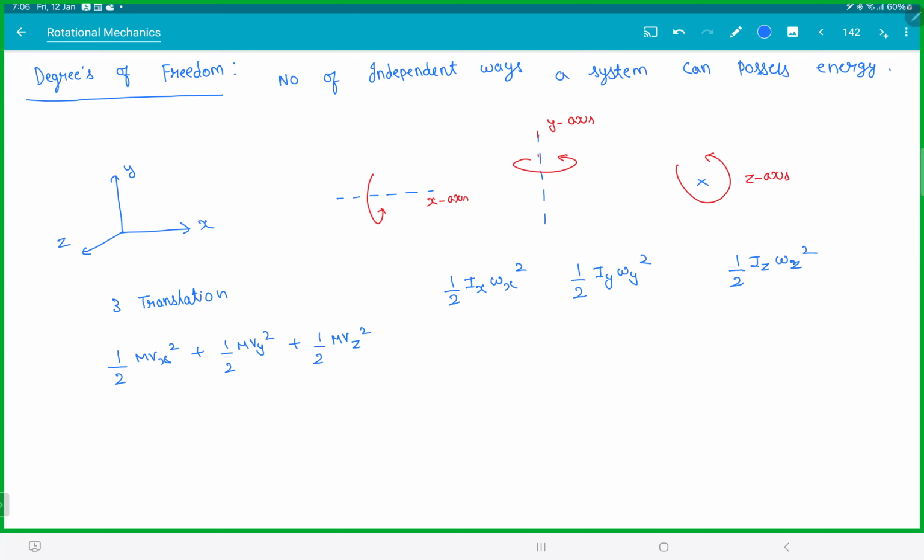So you have to be clear. Are you talking about translation plus rotation or rotation plus rotation? Let me give you a problem. You'll understand better. But a system can possess energies in different degrees of freedom. There is no guarantee every time it will be translation plus rotation. For example, remember I gave an example in the beginning, a swinging table fan. It's double rotation. Have a look at this.